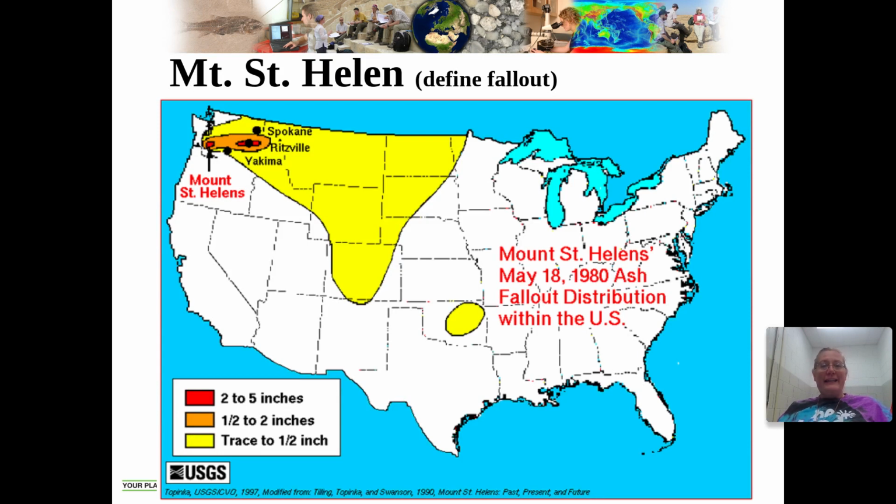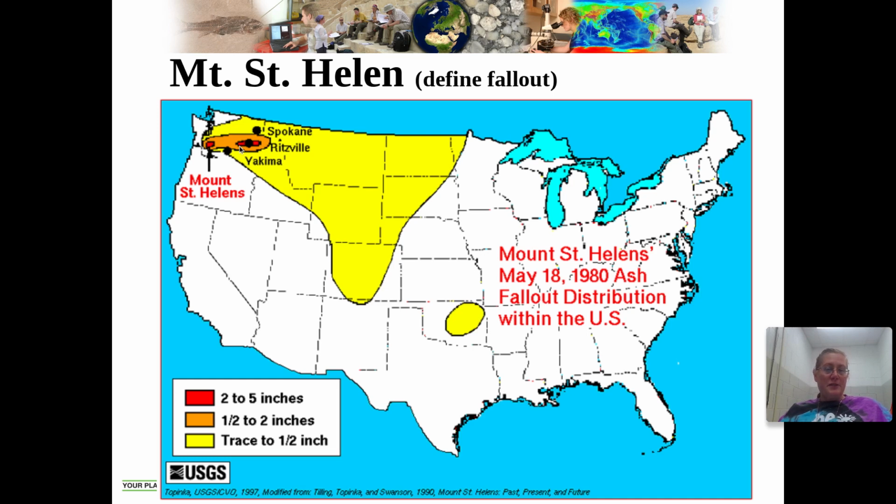So, what is fallout in the sense of a volcano? It is the amount of ashfall, the ash that lands in a specific area. When Mount St. Helens erupted in 1980, they had 2 to 5 inches of ash right around the volcano. But because of the way the winds blew, they also had 2 to 5 inches all the way over here.